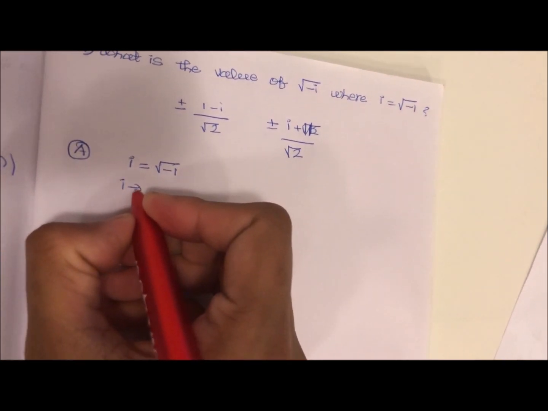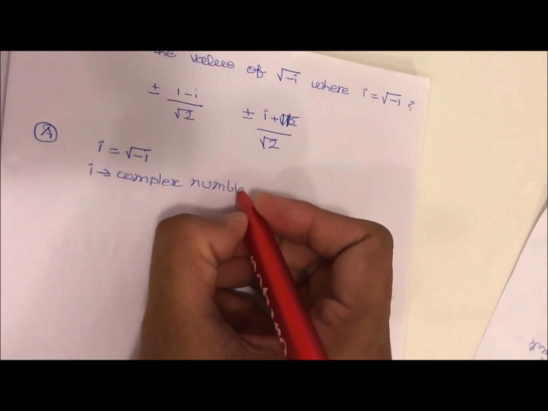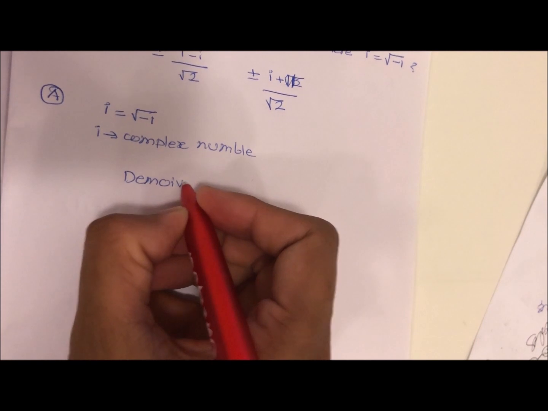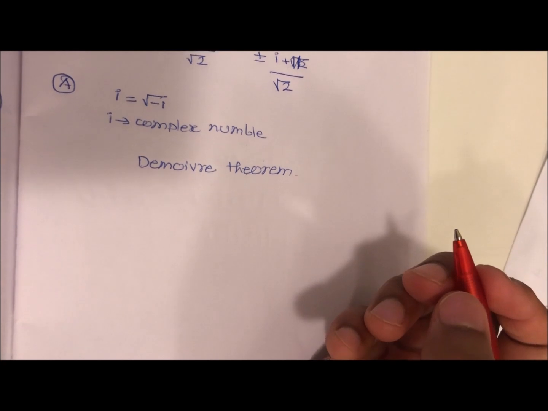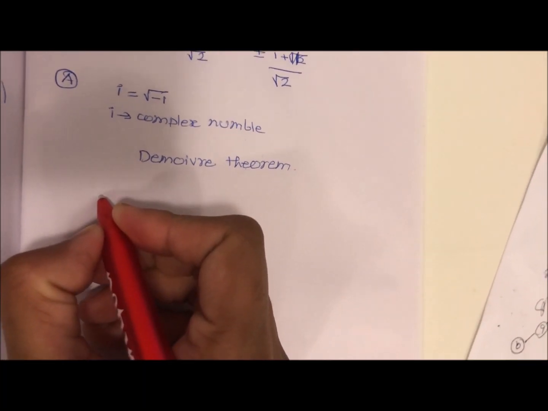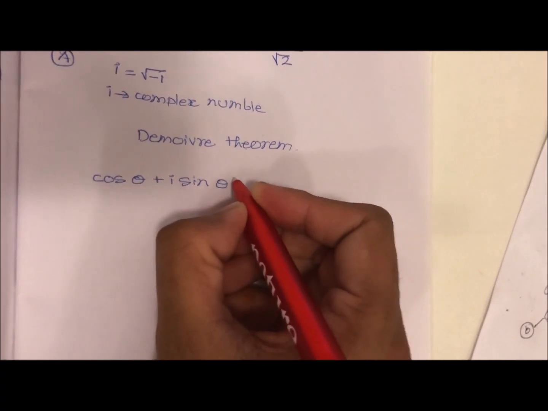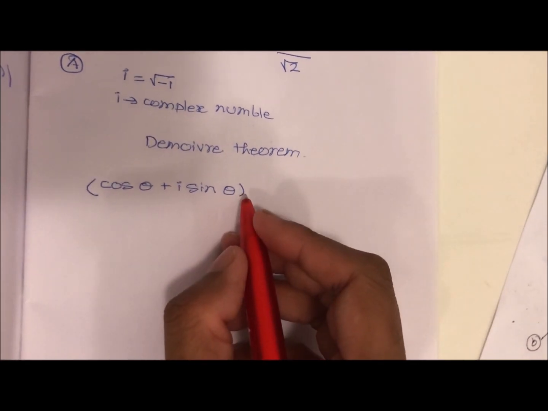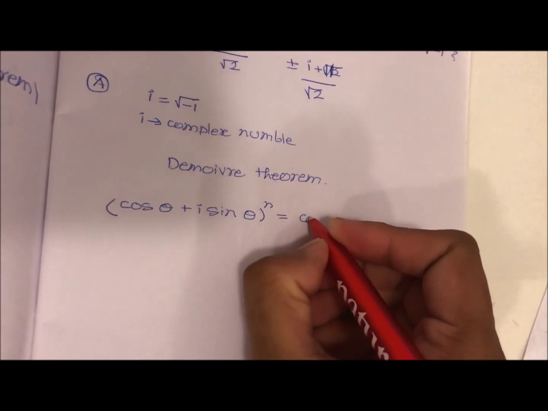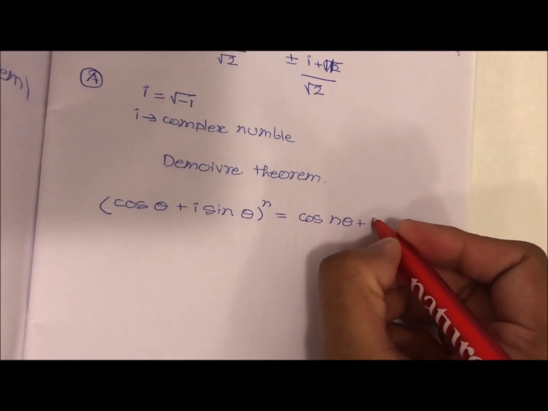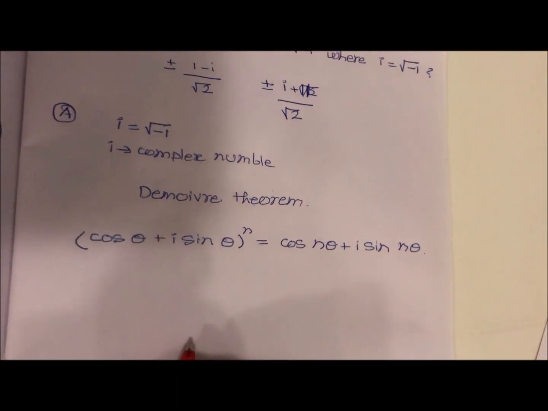That means i is a complex number. Also, you need to understand one thing: there is a theorem called de Moivre's theorem. This theorem is used to solve many problems in complex numbers. It states that a complex number can be represented in the form cos theta plus i sin theta, and if this complex number to the power of n is given, then it can be represented as cos n theta plus i sin n theta. We'll be using de Moivre's theorem to solve this problem.